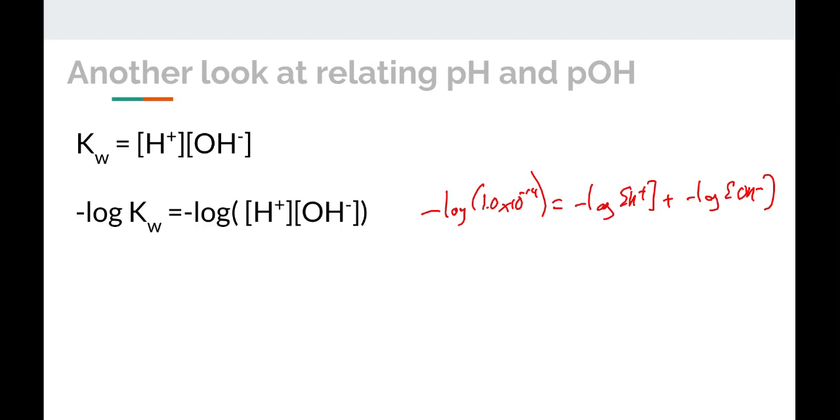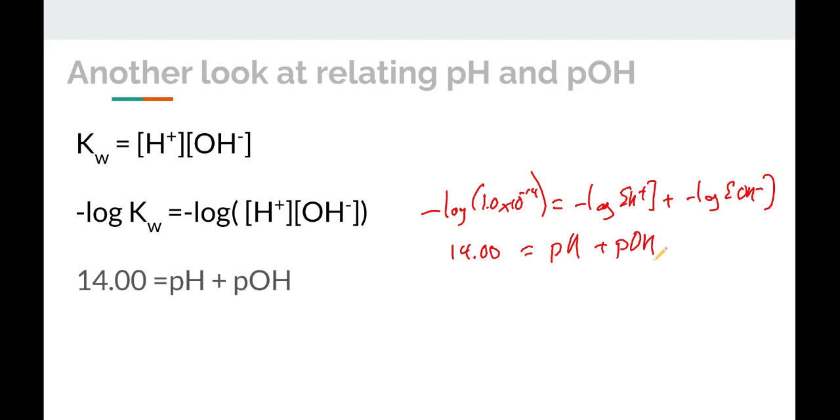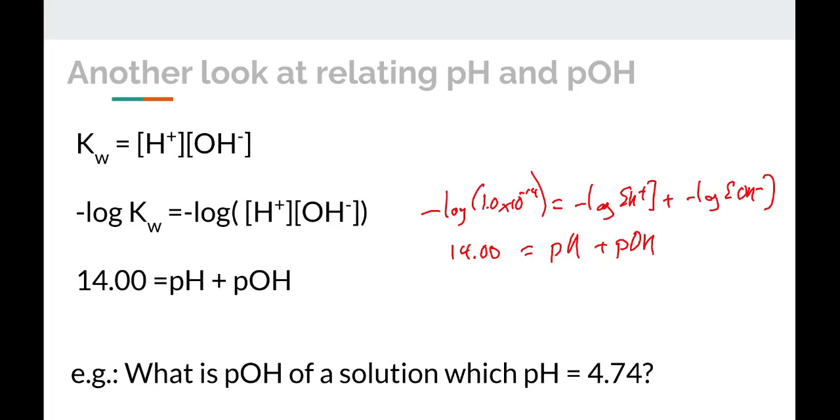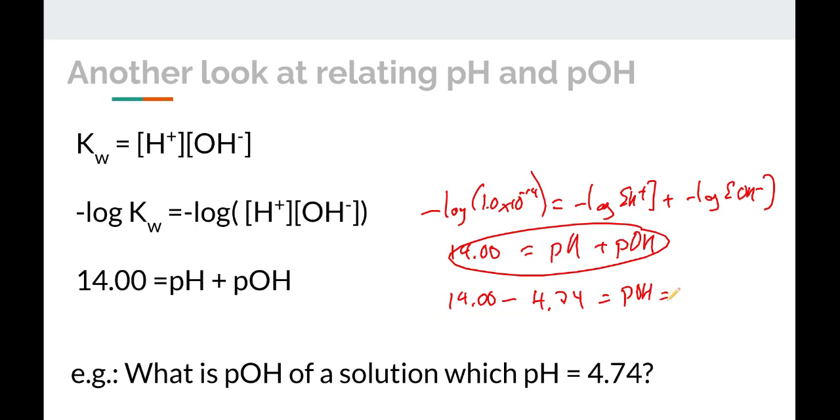Well, log of 1 times 10 to the minus 14 is just going to be negative 14, but we change the sign because it's a negative log. And the negative log of H plus concentration is pH, and the negative log of OH minus concentration is pOH. So what that means is that 14 is the sum of any pH and pOH for the same system. So if we wanted to know what's the pOH of a solution where the pH is 4.74, we can use this equation and say 14 minus the pH, which is 4.74, is going to be equal to the pOH, and when we do that, we come up with 9.26.